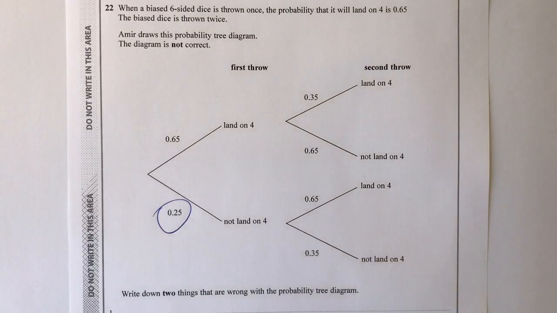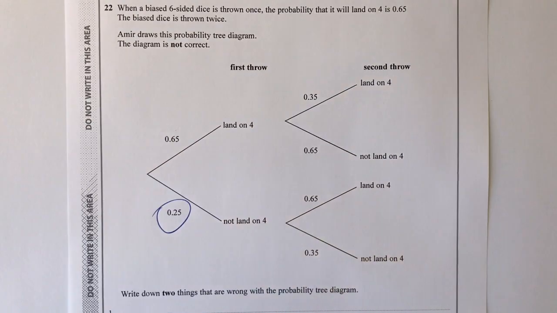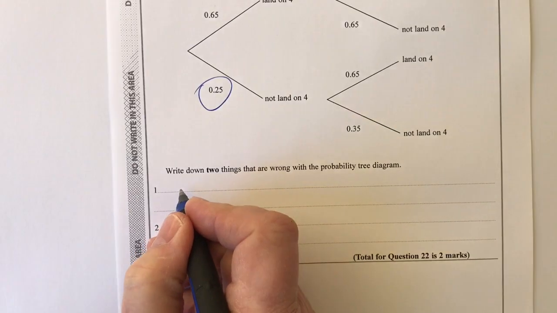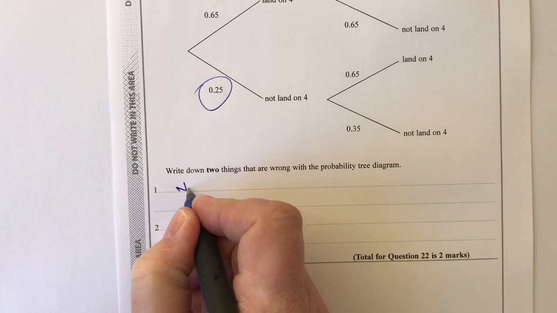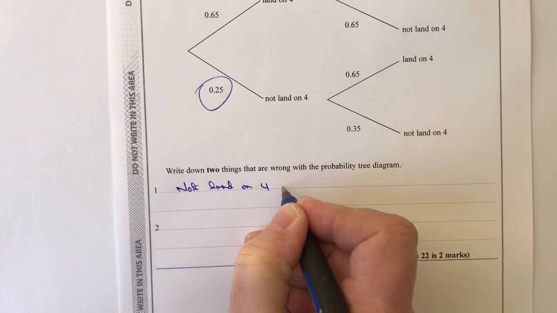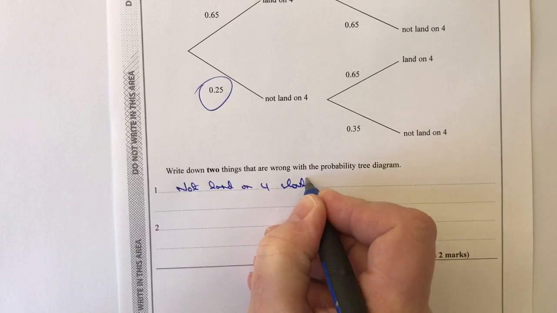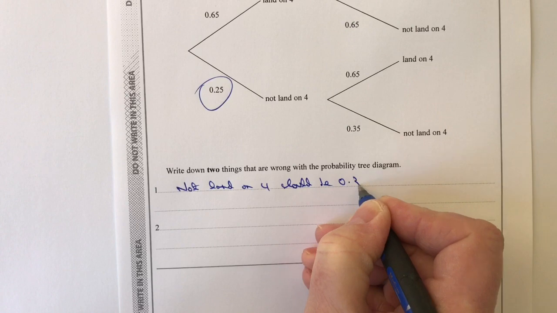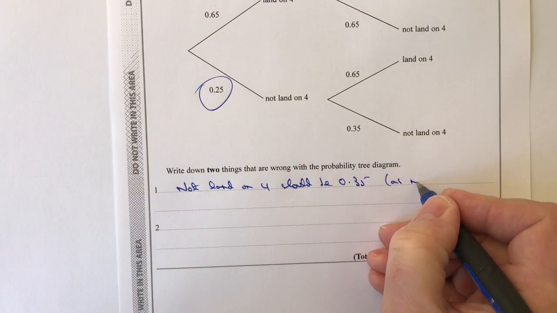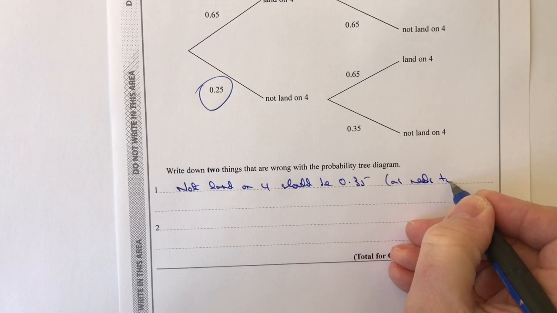So therefore it should be 0.35. The actual calculation itself should be 0.35. So I would put in here: not land on 4 should be 0.35 as it needs to add to 1.